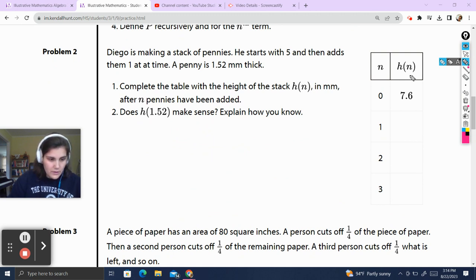So if you need to, pull out your handy dandy calculators right now. I would recommend pulling out your calculators to make sure that you are adding this correctly. Now, if you are good at mental math, which hopefully a lot of you are, you could also do this in your head if you'd like.